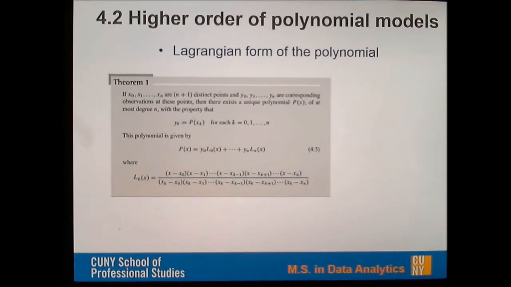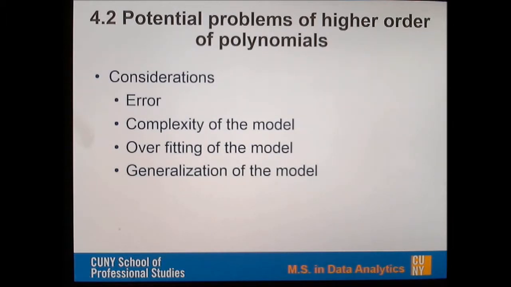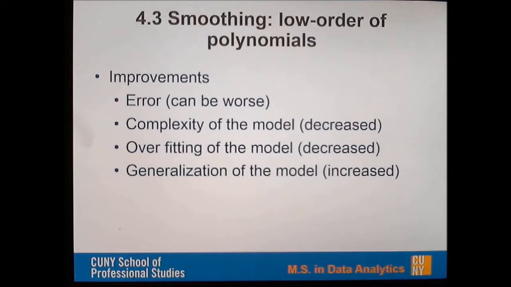Here is a Lagrange form of the polynomial. We talked about this earlier, the potential problems of high-order polynomials. We have to consider the error, consider the complexity of the model, consider whether it could overfit the data, and how generalizable the model is. For lower order polynomials, the error can be worse, but the complexity of the model decreases, the possibility of overfitting decreases, and the generalization of the model increases.